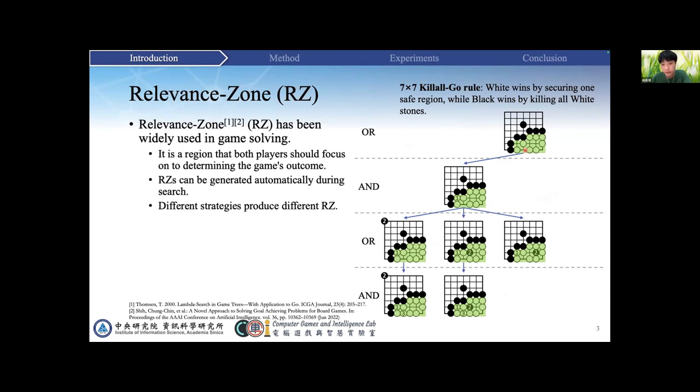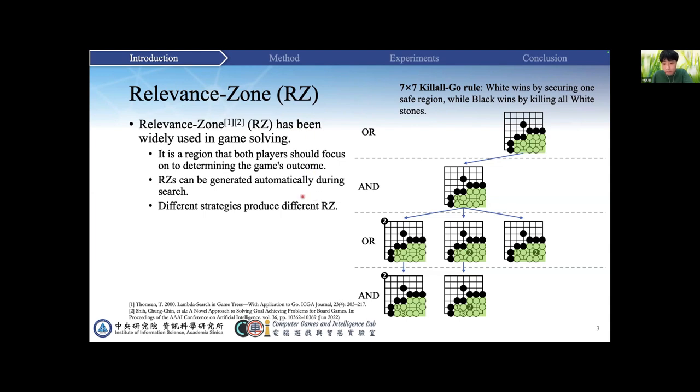Now let's look at an important technique in game solving called Relevance-Zone. Relevance-Zone is a powerful pruning technique that can greatly reduce the size of the solution tree. This technique has been widely used in game solving, and we will refer to it as R-zone from now on. Basically, an R-zone is the area on the board that both players should focus on, since moves inside this region are most critical to deciding the outcome of the game.